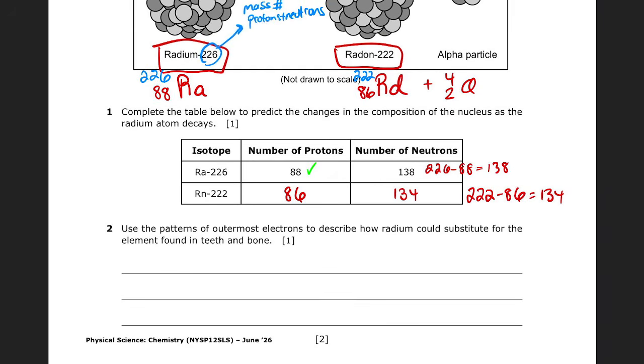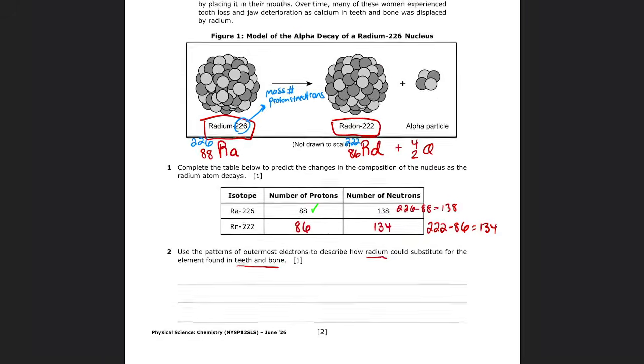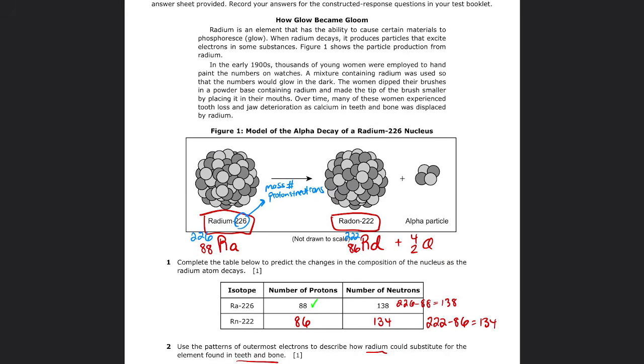All right, so for question number 2, it says, use the patterns of outermost electrons to describe how radium could substitute for the element in teeth and bone. So we need to figure out what is the element in teeth and bone. To do that, we're going to have to go back to our passage and probably highlight.